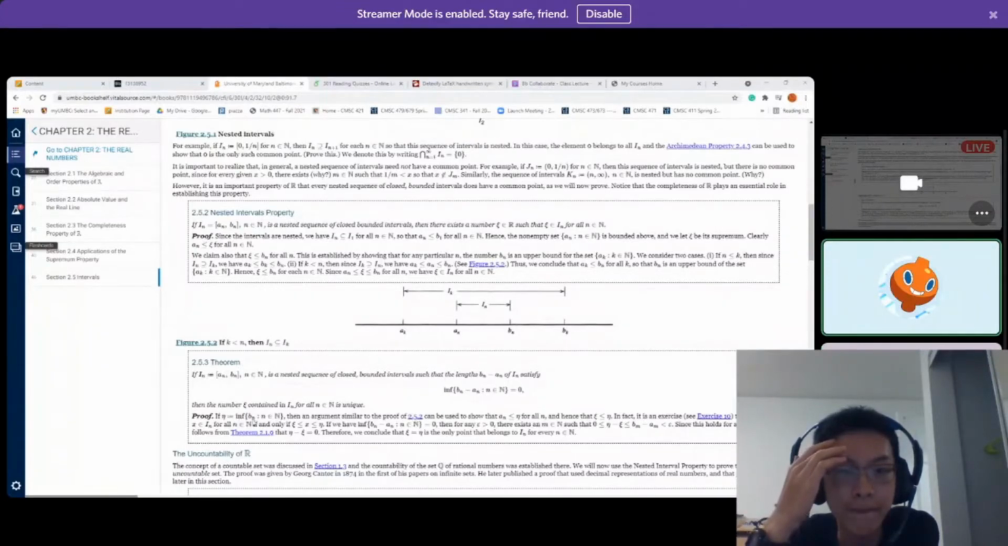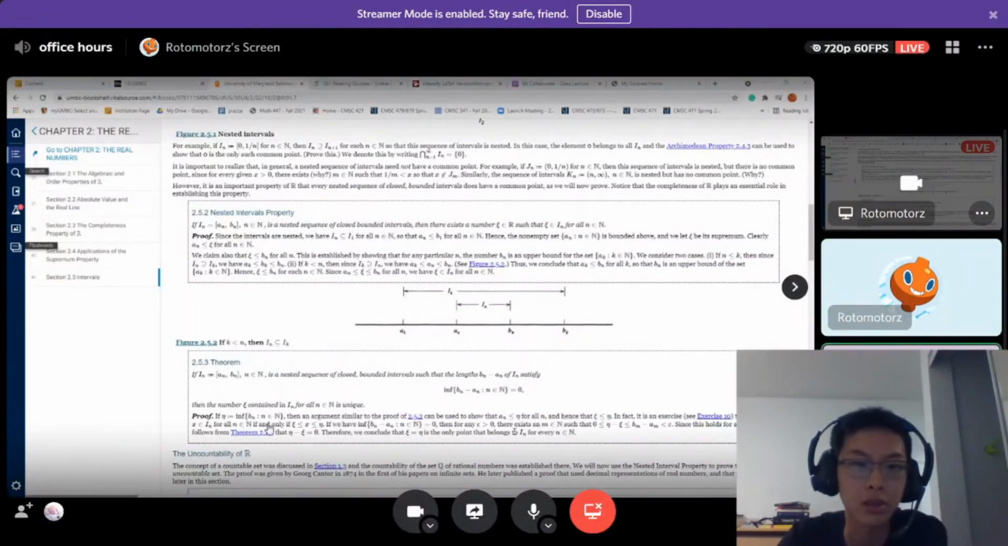Is the lower bound. Okay. Lower bound of the B_n. So it's less than or equal to the B_n for all n. B_n is like the upper end of the interval, right? So if eta is the infimum, it's going to be less than or equal to all of the B_n. So it's going to be in [A_n, B_n]. So it's in I_n for all n. So basically it's in the intersection.